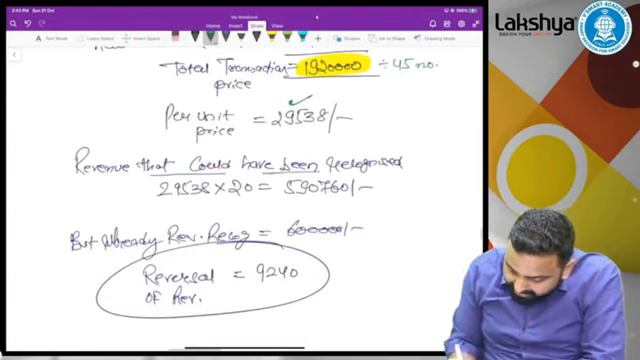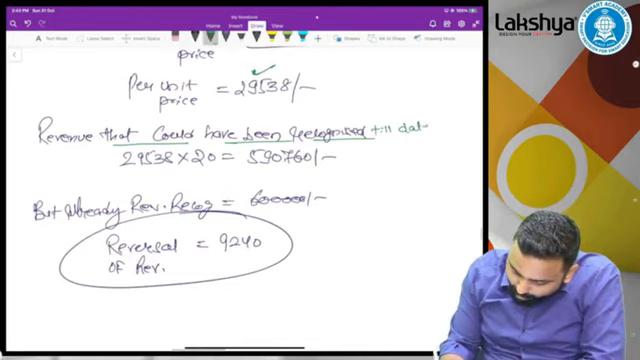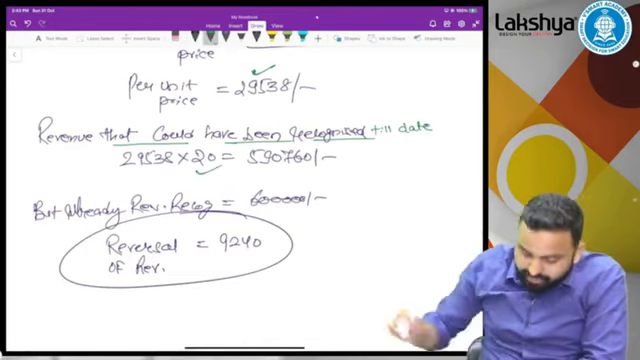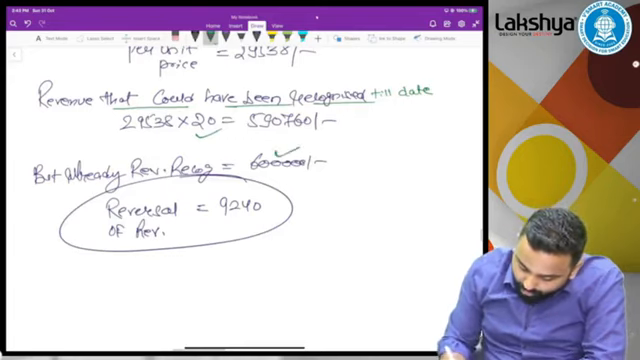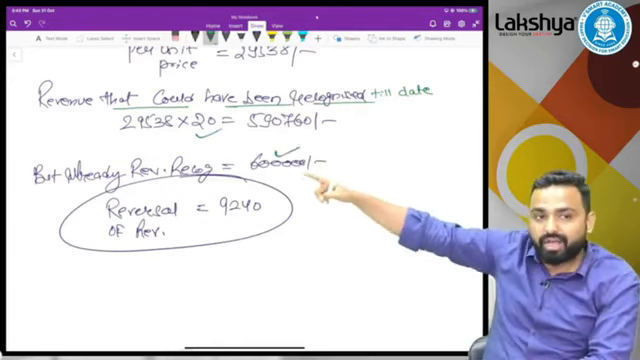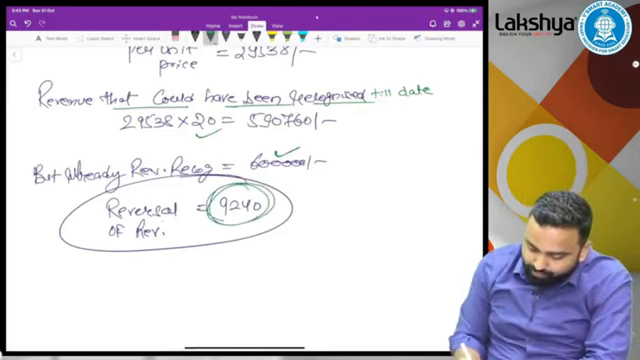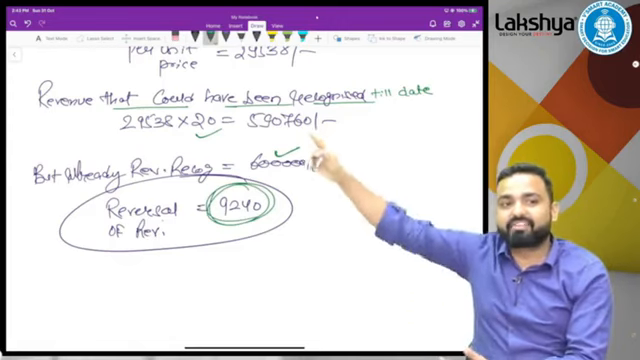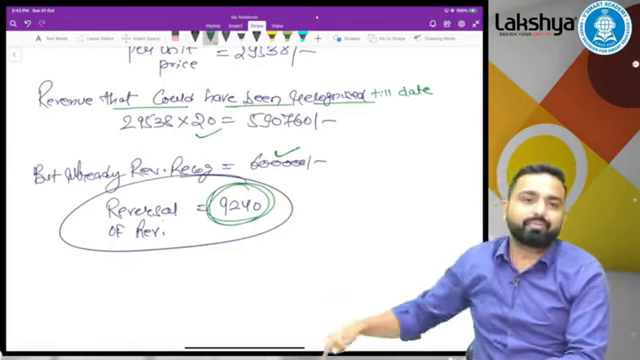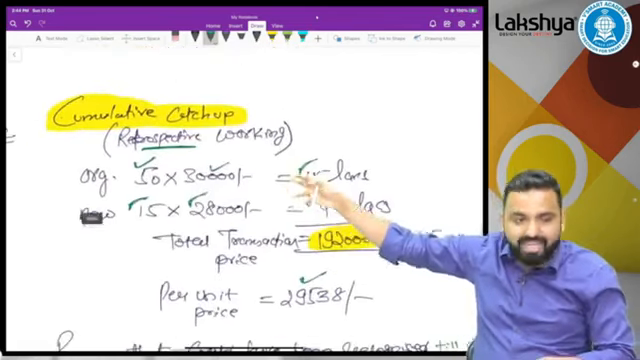Revenue that could have been recognized till date on 20 laptops should be 5,90,760, and the amount of revenue we have already recognized is 6 lakh. So now we need to reverse the revenue. Reversal of revenue by 9,240. We can say that we have recognized excess revenue. This revenue will be recognized after some time when we supply the further laptops.